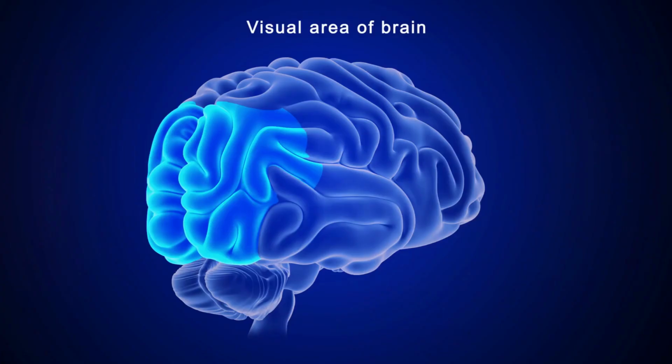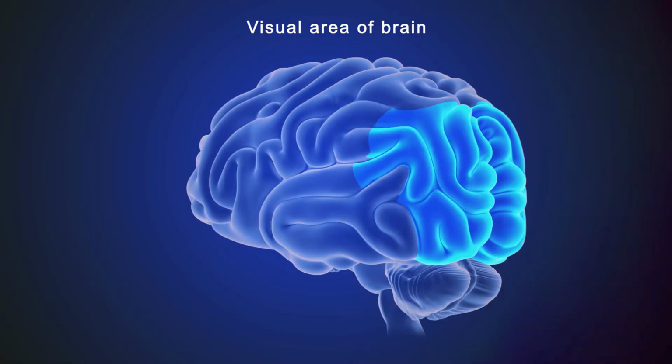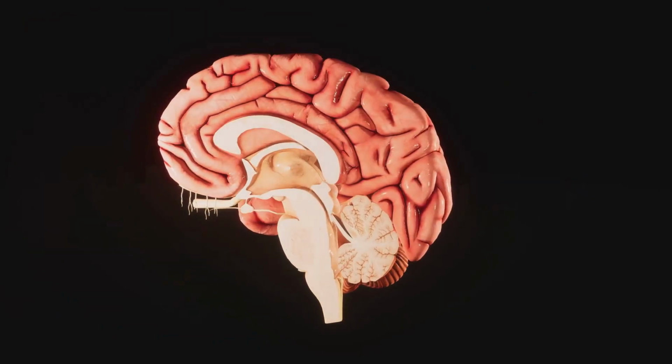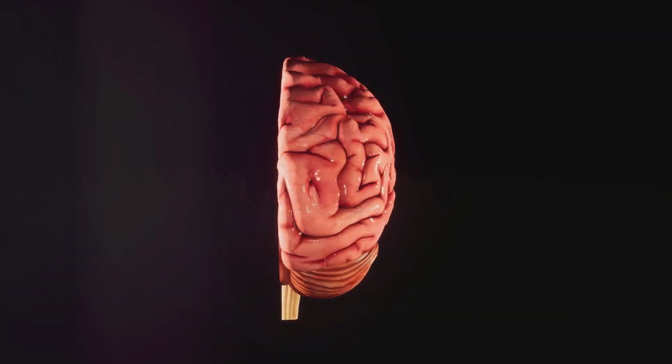Our brains are wired to recognize patterns and make sense of the visual world quickly and efficiently. This ability is essential for survival, helping us identify threats and navigate our environment. However, this same efficiency can lead to errors in perception, which optical illusions exploit.